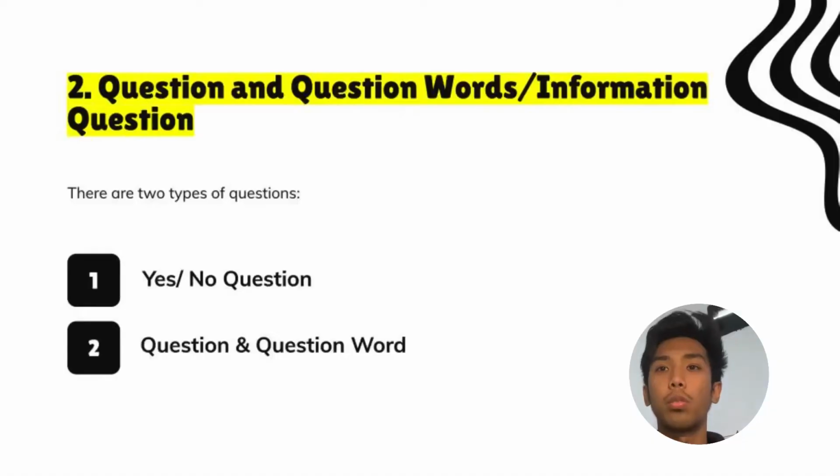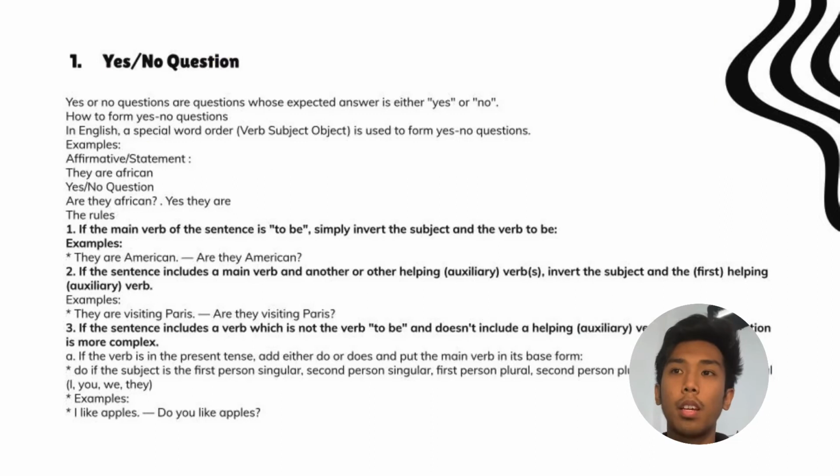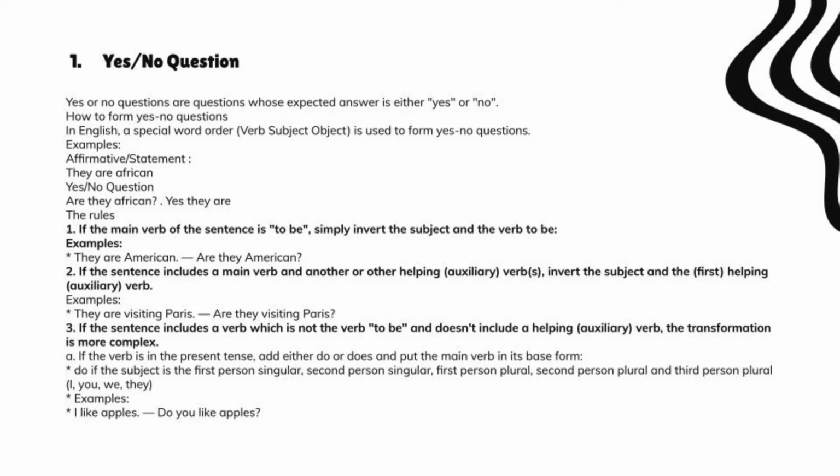So that's the introduction material. Let's move to the other material. So the next material is question and question word material. So, question and question word, or information question. There are two types of question. It is yes or no question and WH question. Yes or no questions are questions whose expected answer is either yes or no.